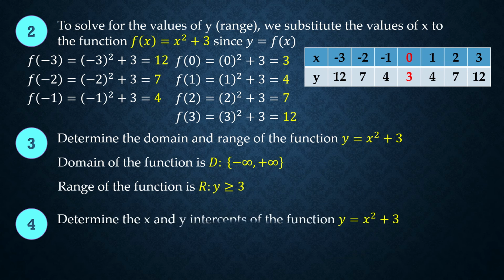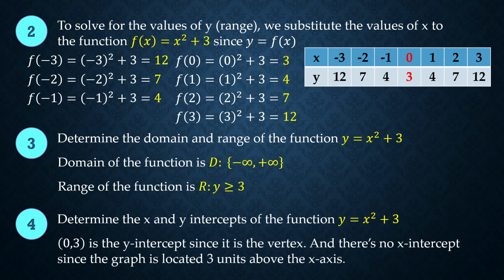Step number 4, determine the x and y intercepts of the function y equals x squared plus 3. So, our vertex is 0, 3. That is considered the y-intercept. Defining the y-intercept, the value of y is 3 when x is assumed 0. So obviously, the vertex is also representing our y-intercept. There's no x-intercept since the graph is located 3 units above the x-axis.